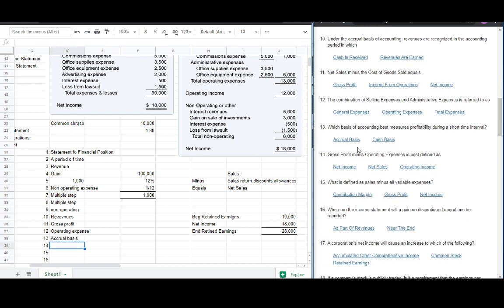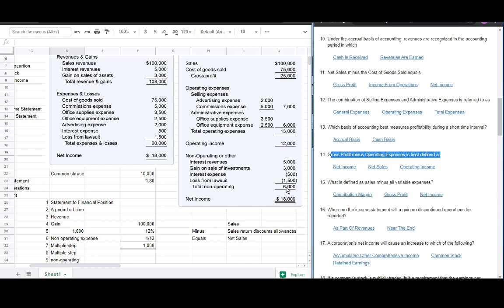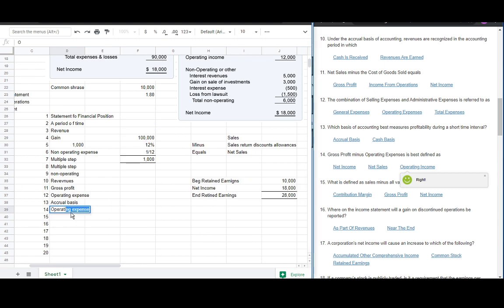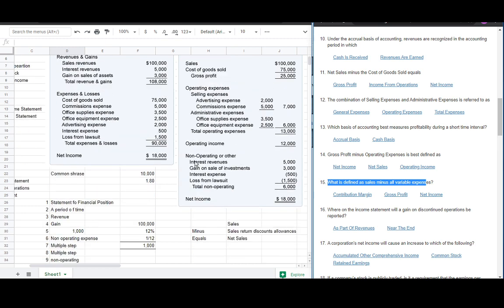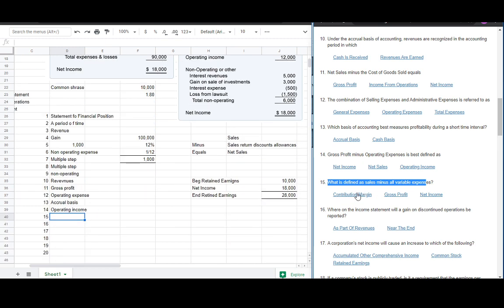Number 14, gross profit minus operating expense is defined as the operating income, 12,000 in this example. Number 15, what is defined as sales minus variable expense? It is the contribution margin. So this is tackled in management accounting, where we find the contribution margin, right, to find the break-even sales. And I will make a separate video about this.